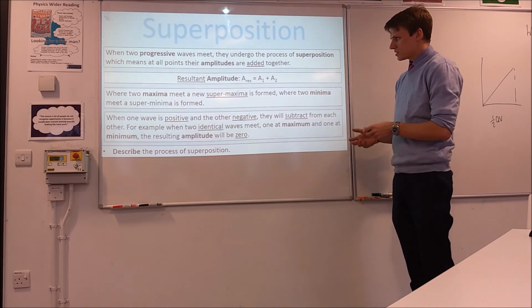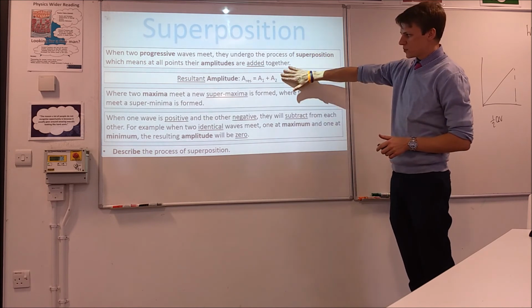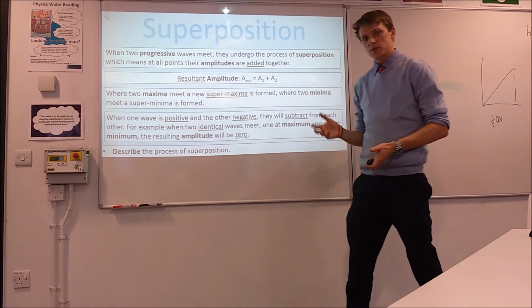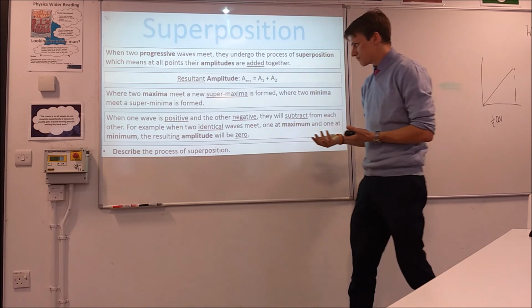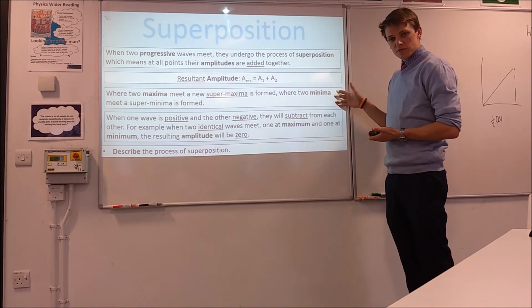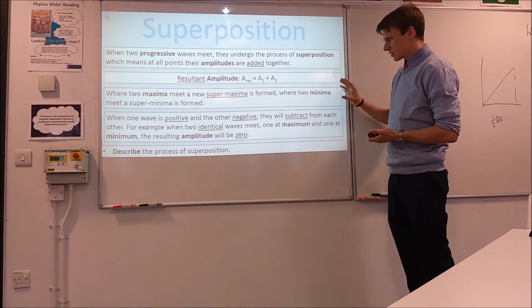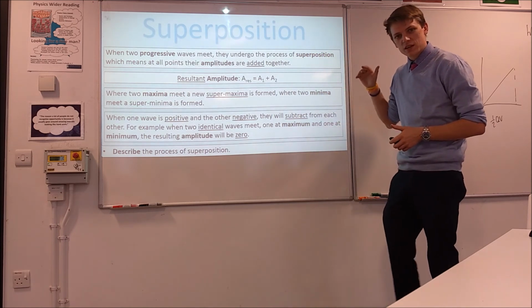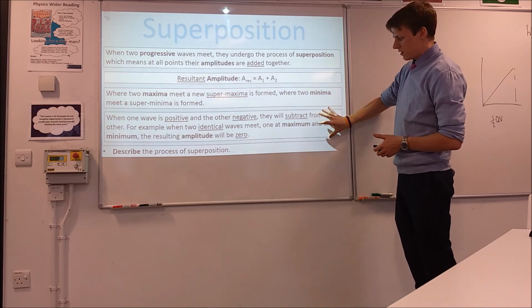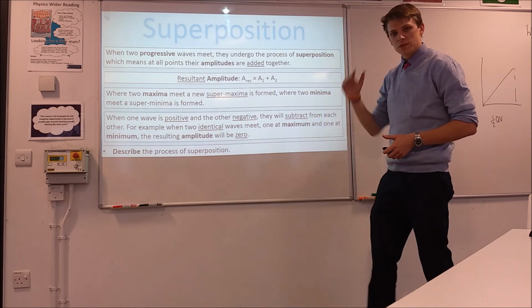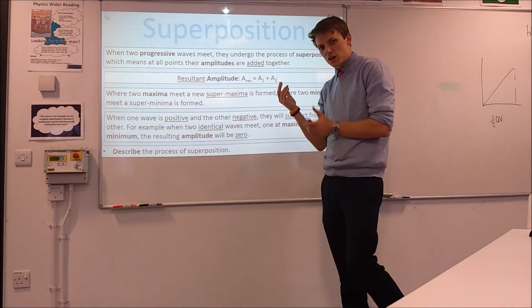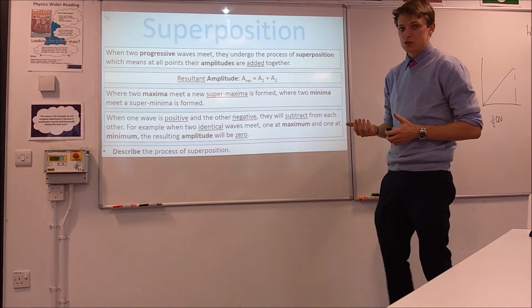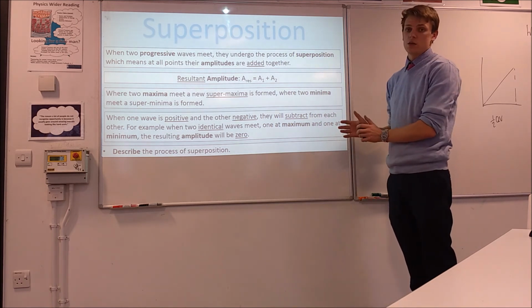Okay, so just to summarise what I've been talking about: superposition means the amplitudes of the waves will add together at all points, and when they're in phase, they will constructively superimpose, so you get a bigger peak and a bigger minimum. When one's at a maximum and the other one's at a minimum, they'll cancel each other out, leaving you with a smaller amplitude and sometimes even zero amplitude.